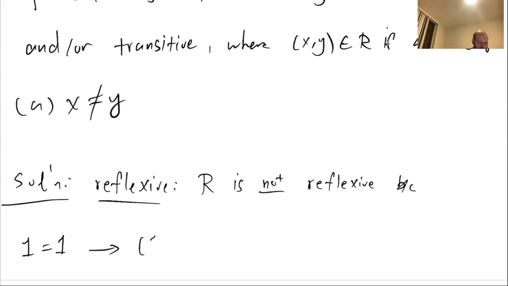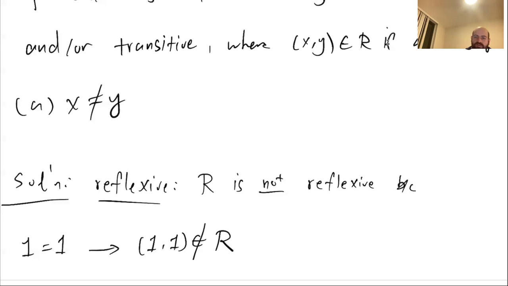And so (1, 1) does not belong to R. Reflexive means (A, A) must be in R for every A in our domain, which is Z here. If (A, A) is in R for every A, then we can say that the relation is reflexive. But here (1, 1) is not in R.